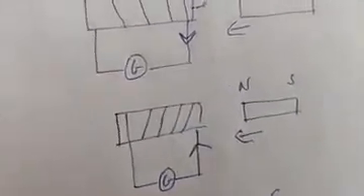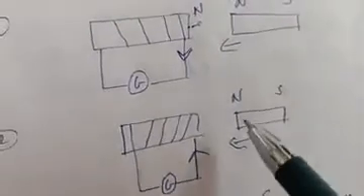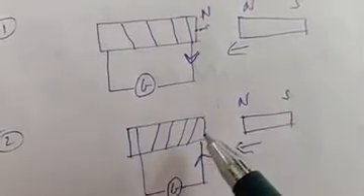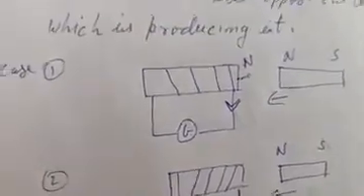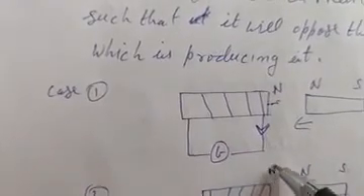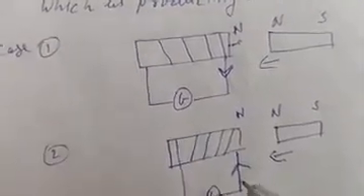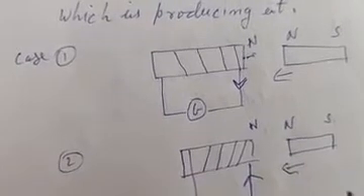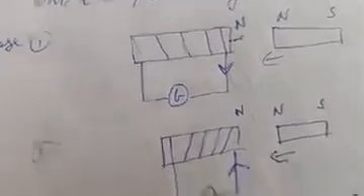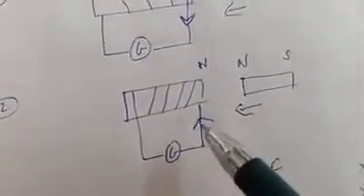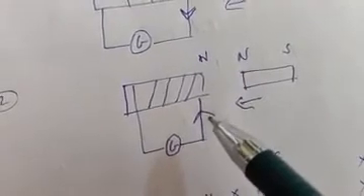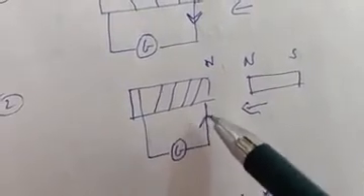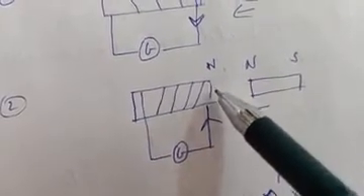But if I take the second case, it is north. Again it is coming from this side, so again this end should also be north. But this wire is from the top, so this wire is from the back side. So what should be the direction of the current? It should be upward. Then it will become a north pole.